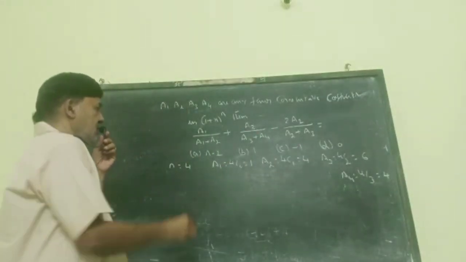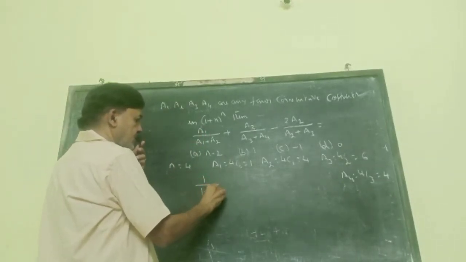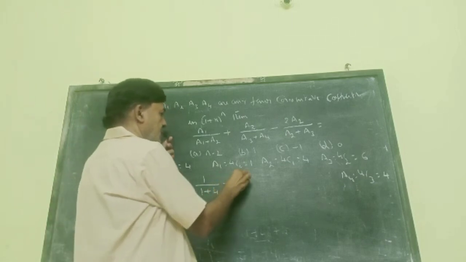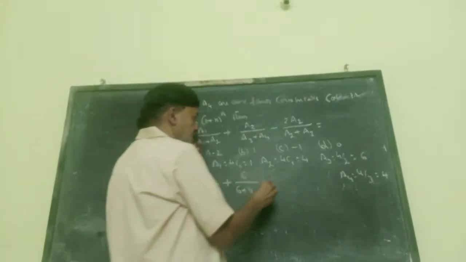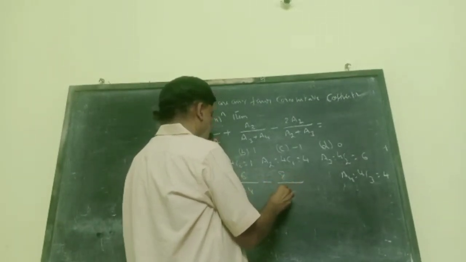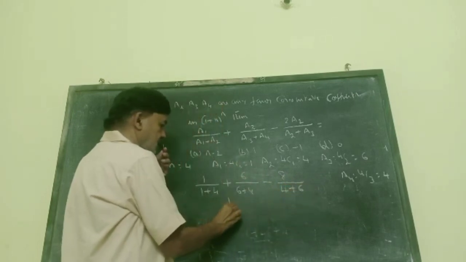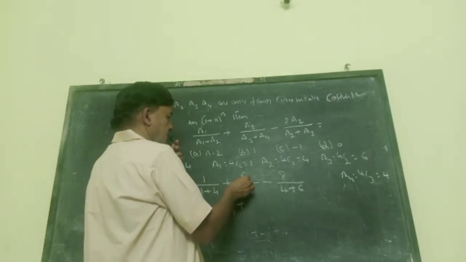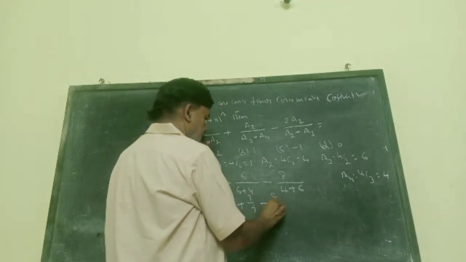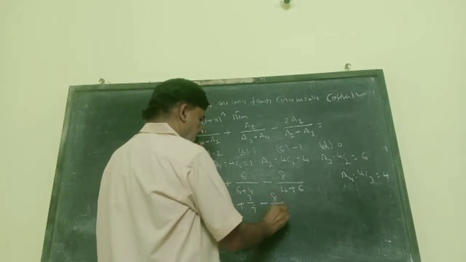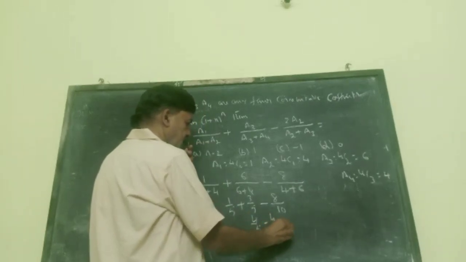Like this. Now substitute this. When you substitute, 1 by 1 plus 4, plus 6 by 6 plus 4, minus 8 by 4 plus 6. This is 1 by 5 plus 6 by 10, which means 3 by 5, minus 8 by 10. This is 4 by 5 minus 4 by 5, which is 0.